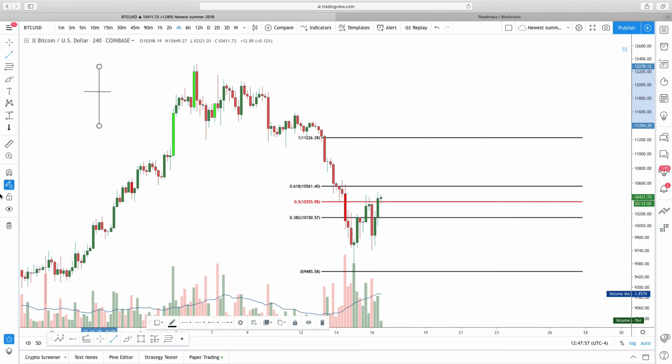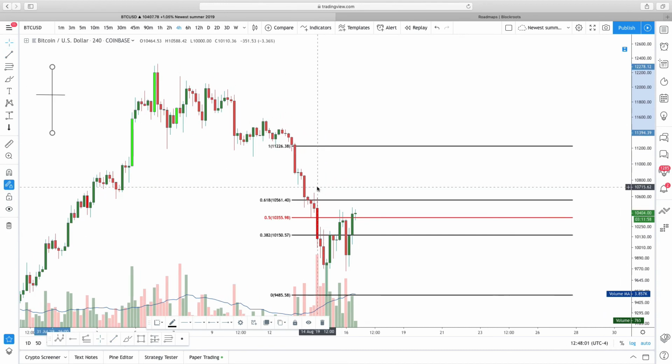So anytime I'm looking for confirmation above an area, especially for some type of breakout, what I want to see is one of these large candles break through. And what that might mean is that I'm looking at something that's going to be more along the lines of 10,550 and 10,600.